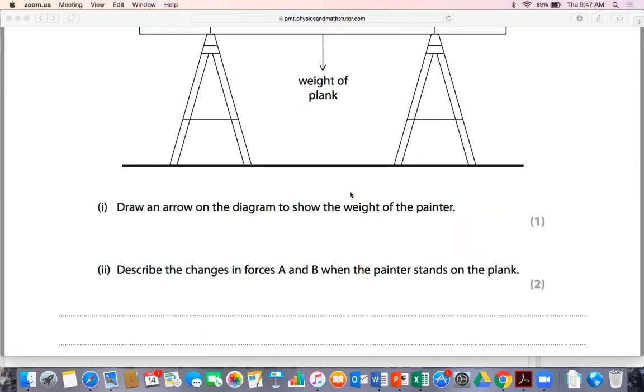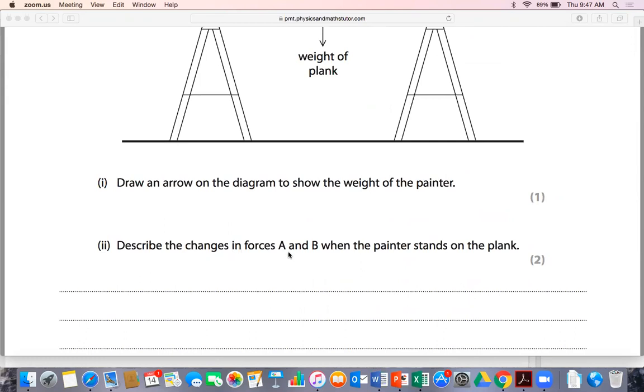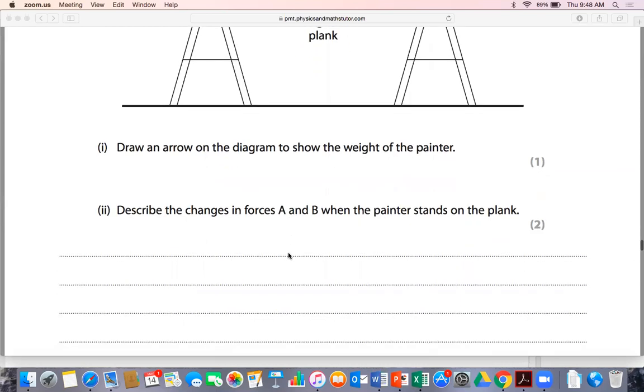Describe the changes in force A and B when the painter stands on the plank. So when he stands here, what happens to forces A and B? It becomes heavier. Both forces will increase, but which is larger? B, because he's standing towards B. Okay, so force at B is larger than force at A.